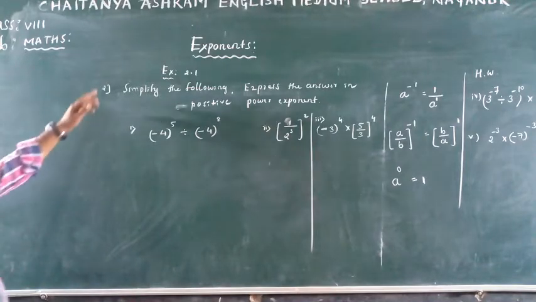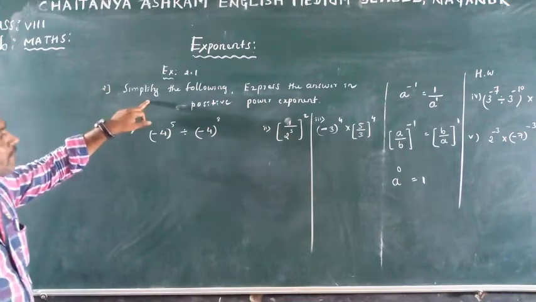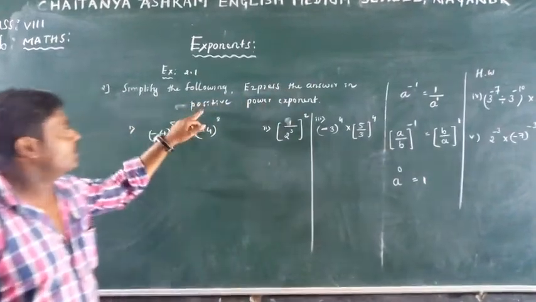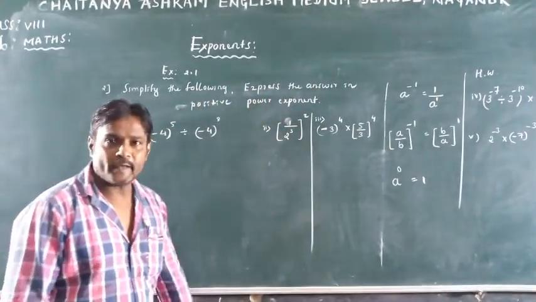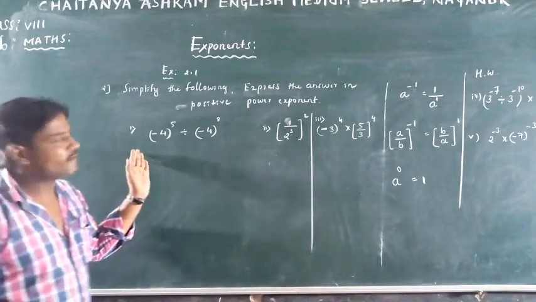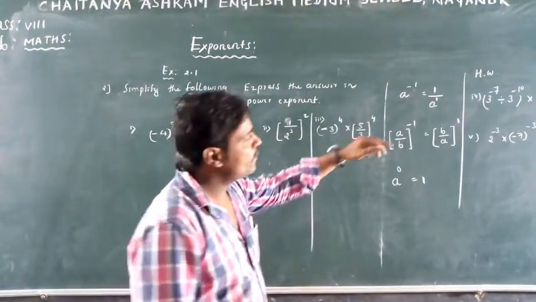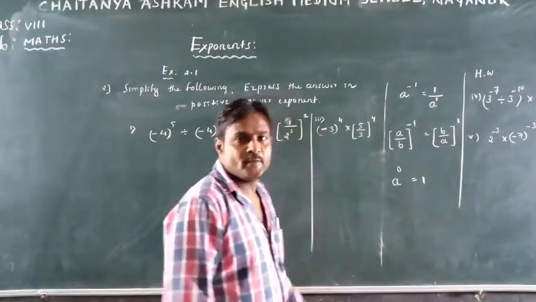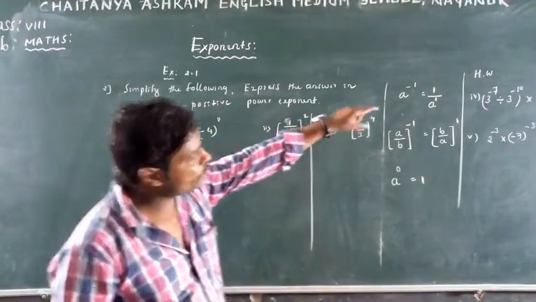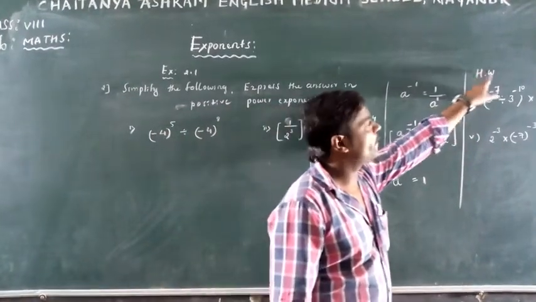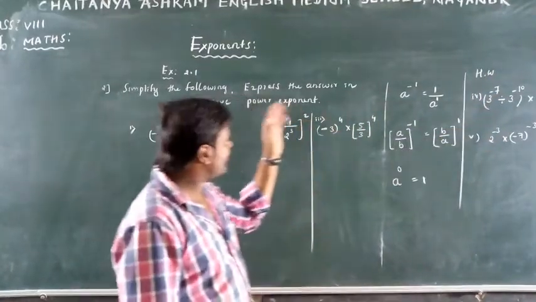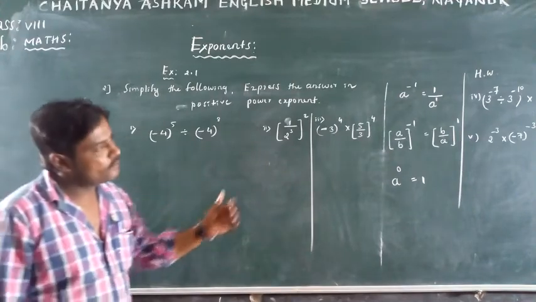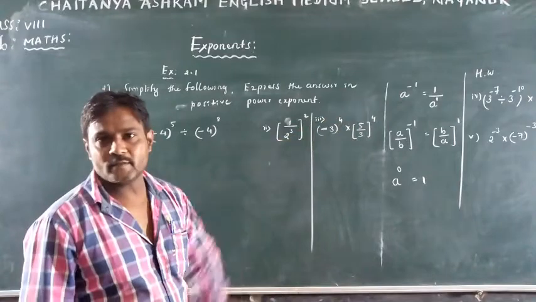Okay, dear students, see the second one. Simplify the following and express the answer in positive power exponent. Okay, so now this is first one, second one, third one. I will give you fourth one and fifth one, do these two yourself as homework. Clear? So understand how I am going to solve. Yes, record those steps for those two and do those as homework.